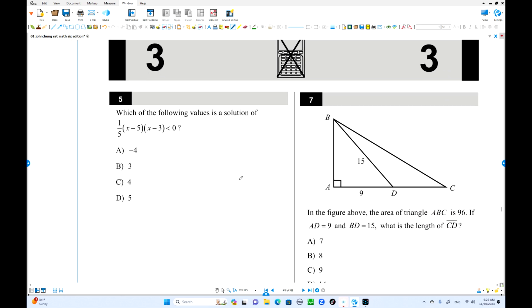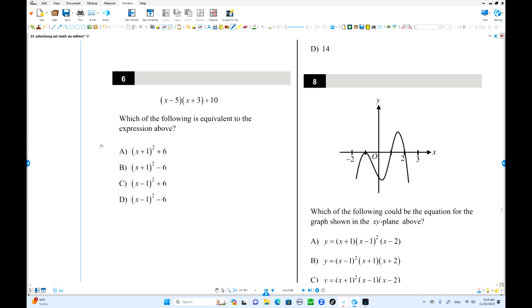Here is number 5. Which of the following values are solutions? You have an inequality, okay? Maybe you can check out all these 4 options: negative 4, 3, 4, and 5. Or maybe you can find a graph over here. This is a graph that will pass through 3 and 5, okay? This is the graph. We have 2 x-intercepts. For what values of x is y less than 0? This side, minus. Okay? So the number should be between 3 and 5. So choice 4 is the answer. Well, you can check it out.